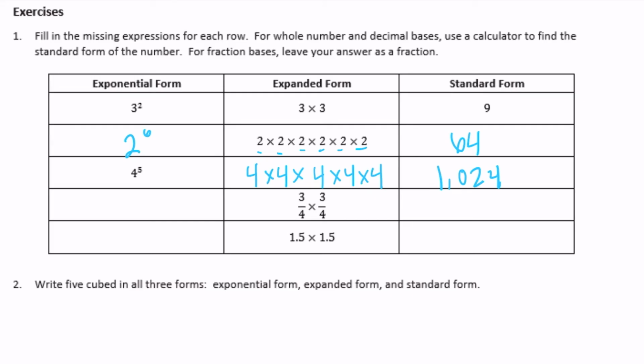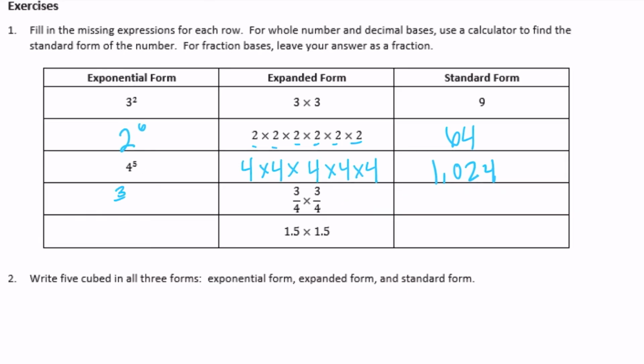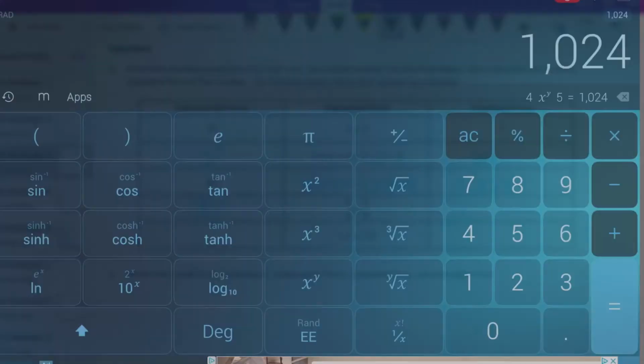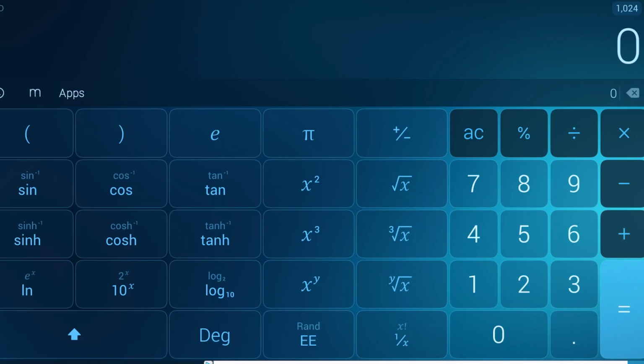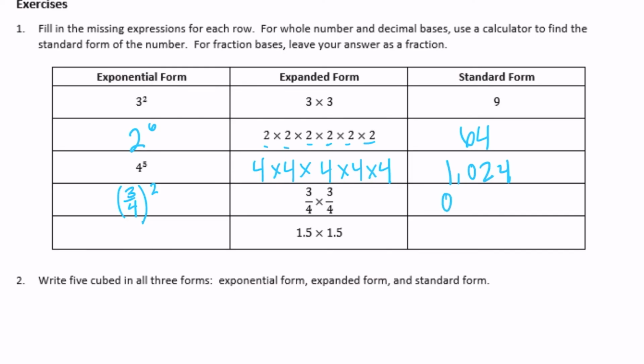Then we have 3 fourths times 3 fourths, which would be 3 fourths to the second power. So I'm putting that in parentheses so that I know I'm multiplying all of 3 fourths together by itself twice, not just the 3, the numerator 3. And 3 fourths to the second power, I'm going to make it a decimal so it's easier to multiply. So I'm going to use 75 hundredths, the second power is 56 hundredths.